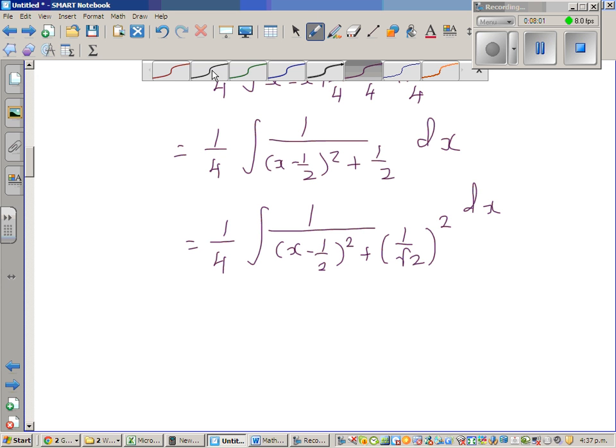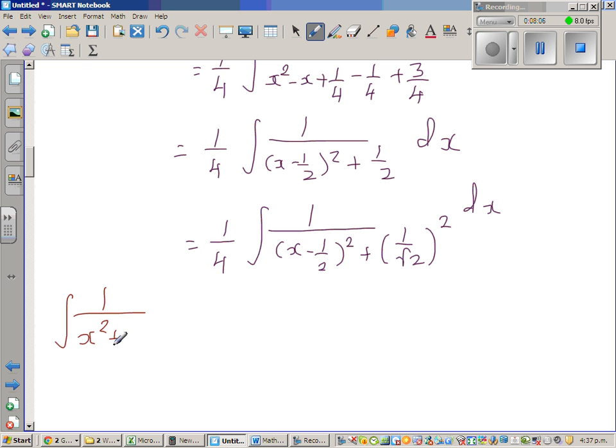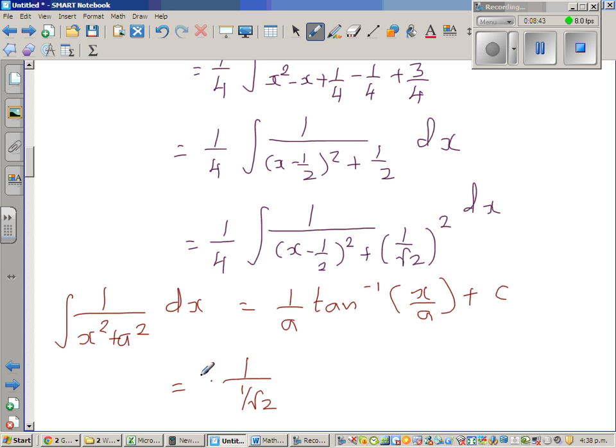Okay, now we just saw integration of 1 over x squared plus a squared dx is equal to 1 over a tan inverse of x over a plus c. So when you compare a with 1 over root 2 and this x with x minus 1 half, I can say this is nothing but, your a is 1 over root 2. You've got a 1 quarter sitting here. So the integration of this is 1 over a. Now a is 1 over root 2. So this is 1 over root 2 times tan inverse of x. What is your x? X is nothing but x minus half over a, which is 1 over root 2, plus c. So we need to simplify this a little.